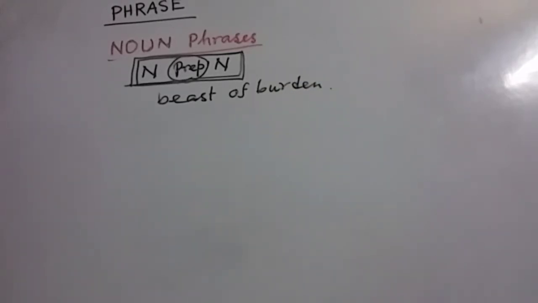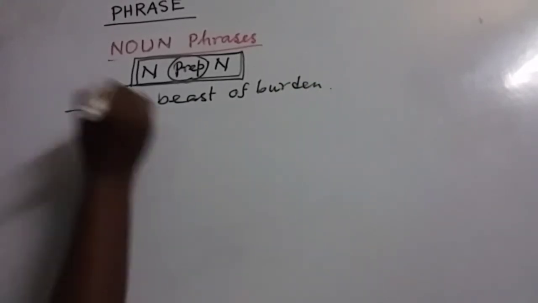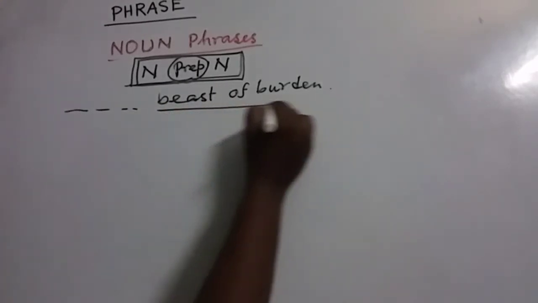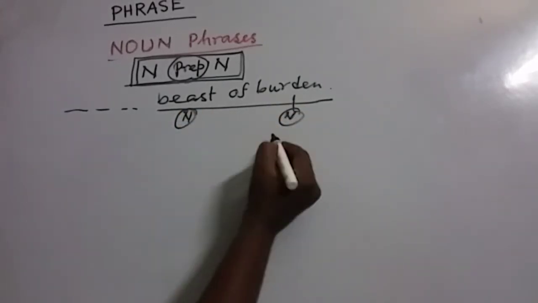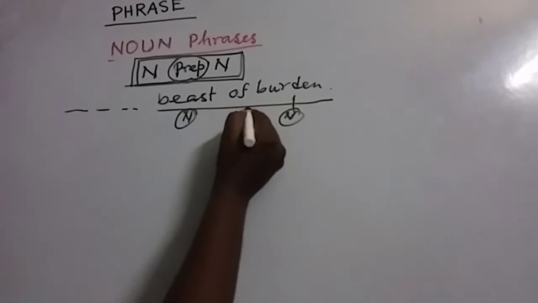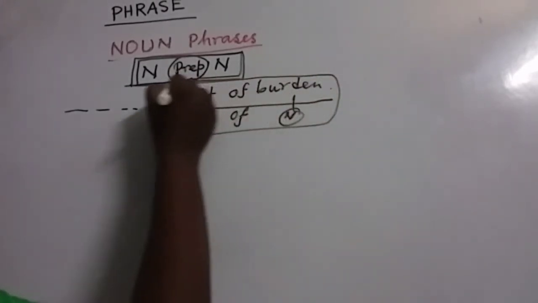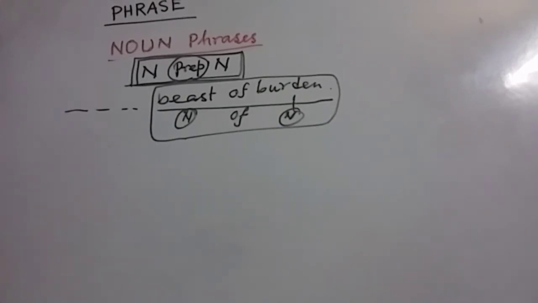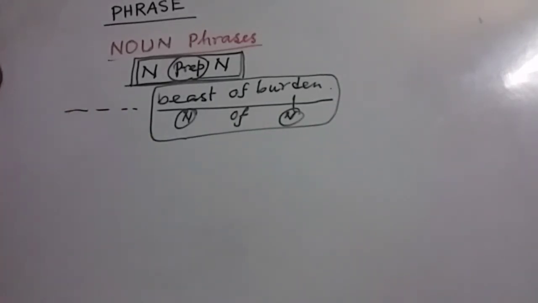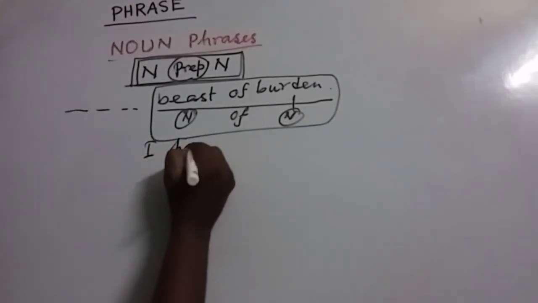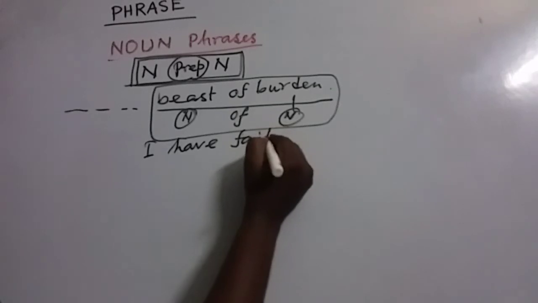These types of sentences are used. I am not writing down the entire sentence, only this part: beast of burden. Burden is a noun, and beast is also a noun. Between these two nouns we have used one preposition, and entirely it has made a noun phrase. In this way, my dear friends, we can form the noun phrase. Many examples can be given using this one. We can say, I have faith in God.